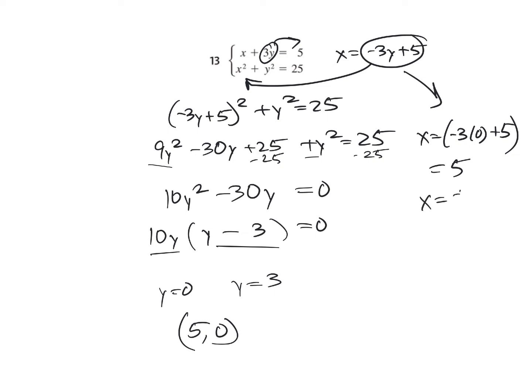Now when y is 3, what do we get? Negative 9 plus 5 is negative 4. So x is negative 4 when y is 3.